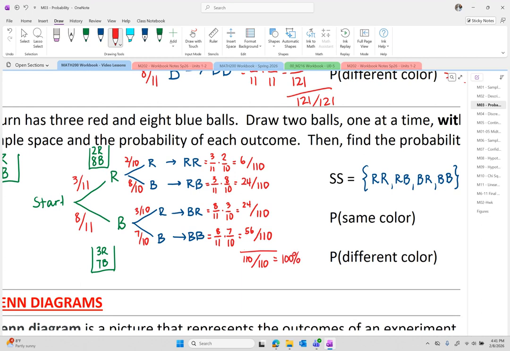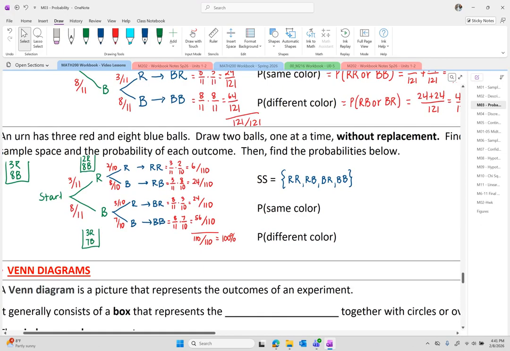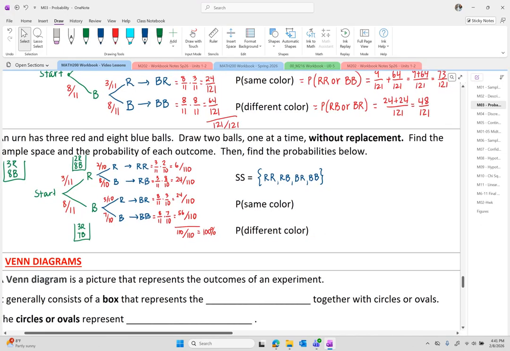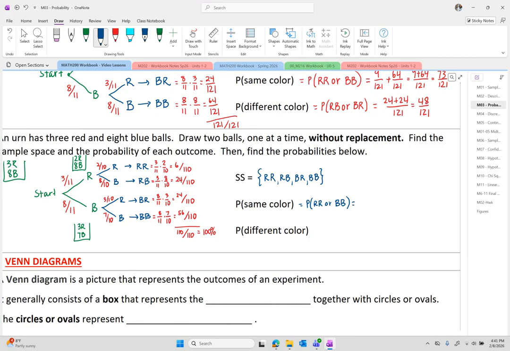1. What's the probability I get the same color? Well, the events are still the same. I'm looking for the probability of red, red, or blue, blue. And now I'm going to add those probabilities because the 2 events are exclusive of each other. So it will be 6 plus 56 out of 110. And that will be 62 out of 110.